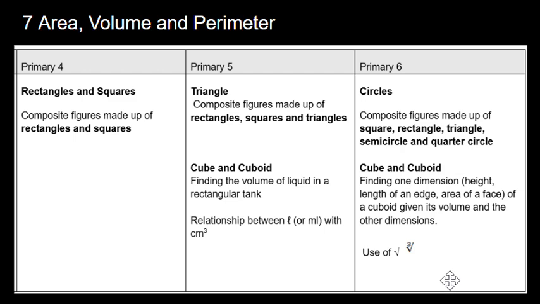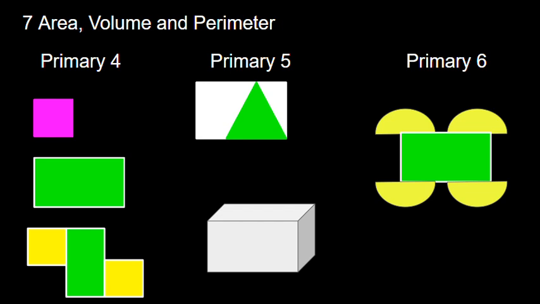And you also learn the use of square root and cube root. Okay, so this is area, volume, and perimeter. Similarly, I created some simple examples for you. So in P4 you learn square, rectangle, and you often see this type of question being asked. Okay, they can put two squares and a rectangle together, and they ask you to find the area of this figure or find the perimeter of this figure.